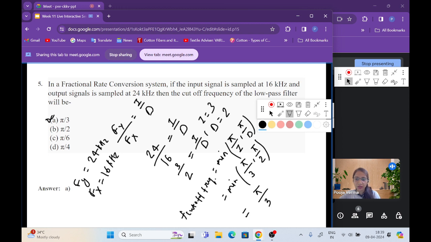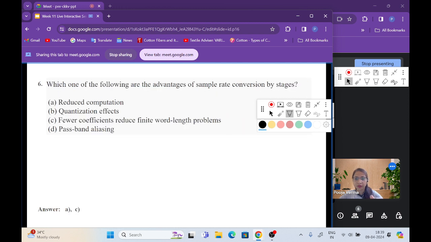So moving to the next question. Which one of the following are the advantages of a sample rate conversion by stages? Option A is reduced computation. Option B is quantization effects. Option C is fewer coefficients, reduced finite word length problem. Or option D is passband aliasing.